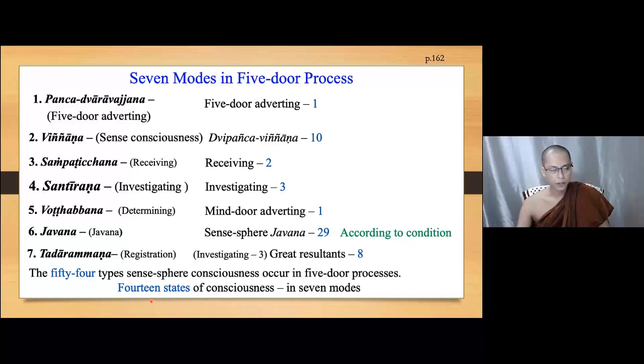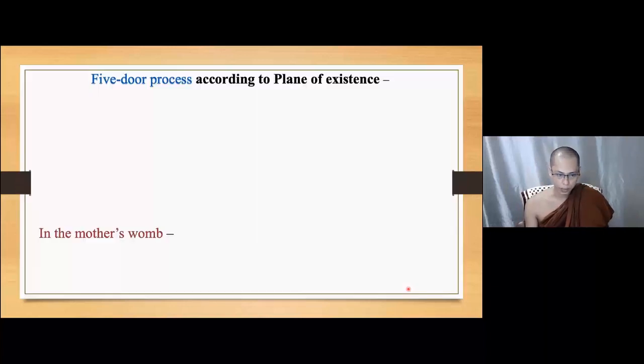Now we see the 14 states. If we count the 14 states: one state of the pancadvaravajjana, a second state of the vijnana, the eye consciousness, etc., and sampaticchana, santirana, votthapana, and 7 times of javana, we have to count one after another to complete the 14 states. Then 2 times of tadarammana. So 14 states in 7 moods, and 54 consciousness arise. This is the information related to the five door process. Okay, now let's continue with more information about the five door process.